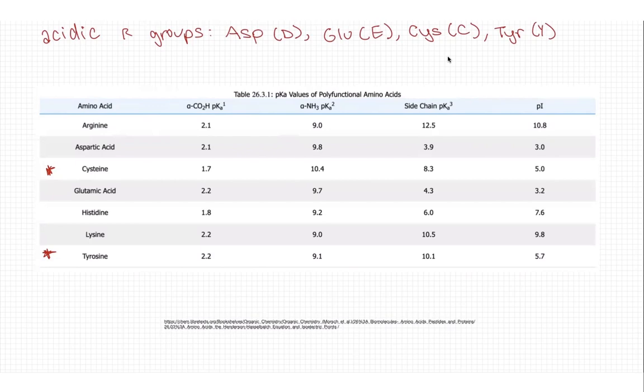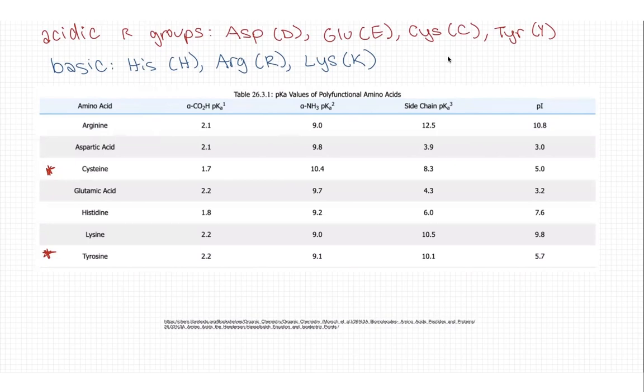Okay, so now let's talk about the basic ones. These are the classical basic ones. We have our histidine, which is H. We have our arginine, which is R. And we have our lysine, which is going to be our K. Remember, a special K.